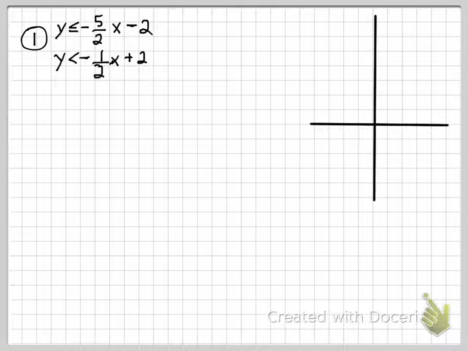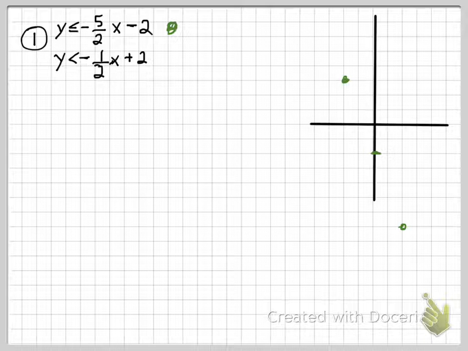So we have our first system on problem number 1, and I noticed that the y-intercept is at -2. So I'm going to go to -2 and put a little dot. Now remember, our slope is -5/2, so we would go down 5 and right 2, and then we can go up 5 and left 2.